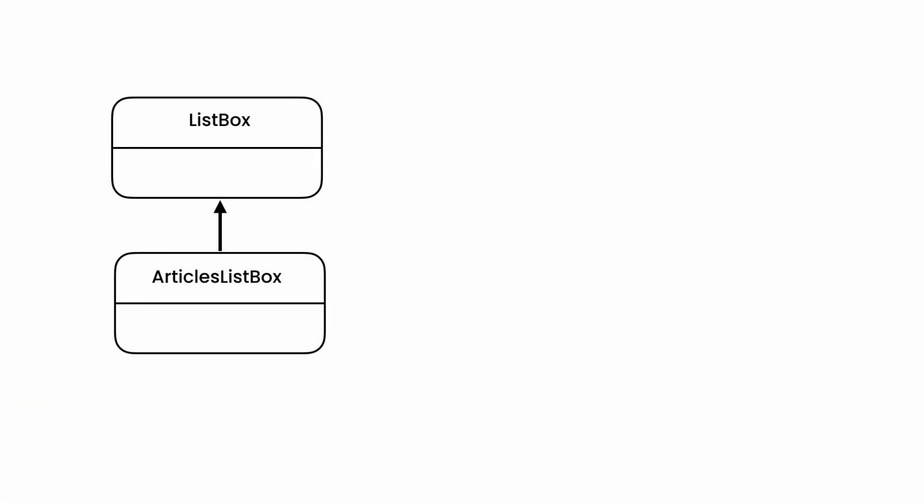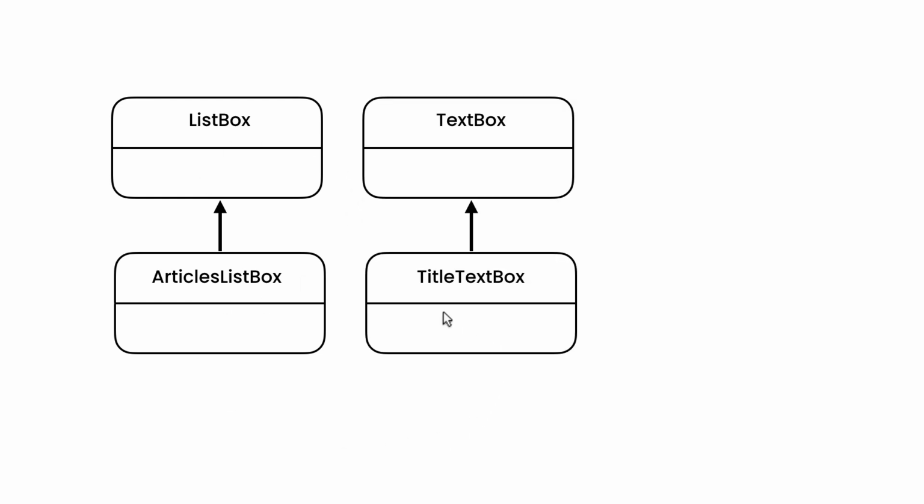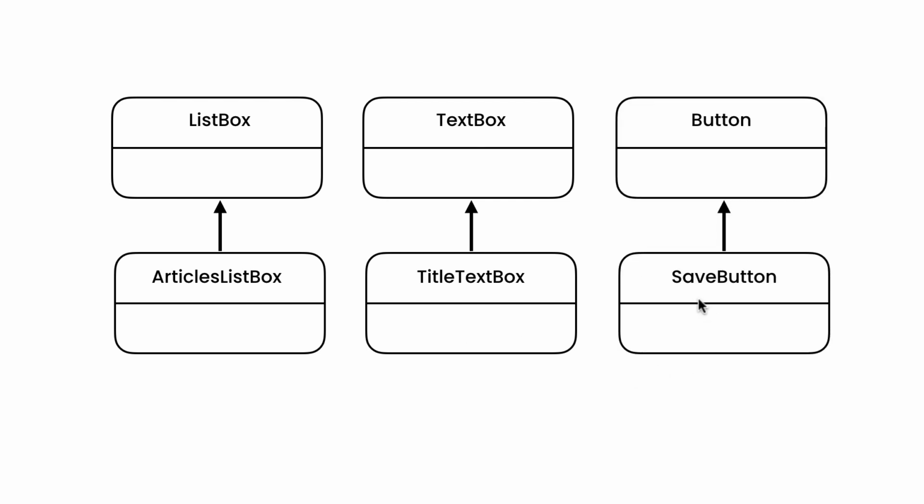One way to solve the problem in the last video is by using inheritance. So in our application, we can create a new class called articles listbox that extends the listbox class. Similarly, we can create a new class called title textbox that extends the textbox class, and the save button class that extends the button class. Now, how is this going to solve our problem?